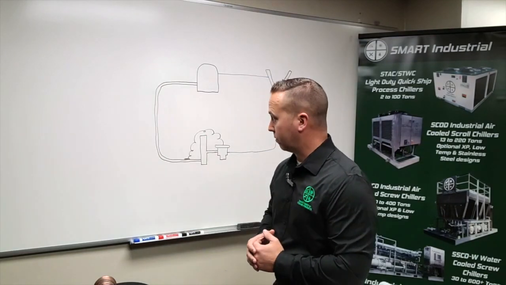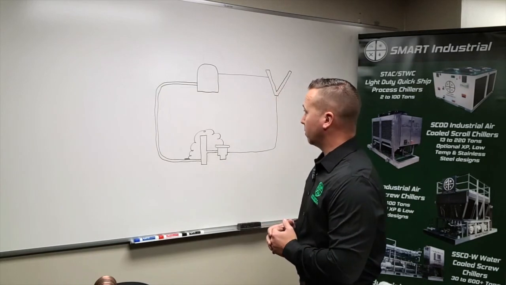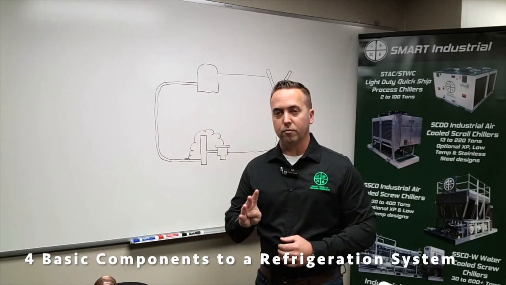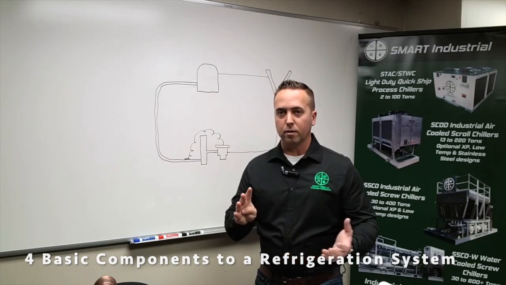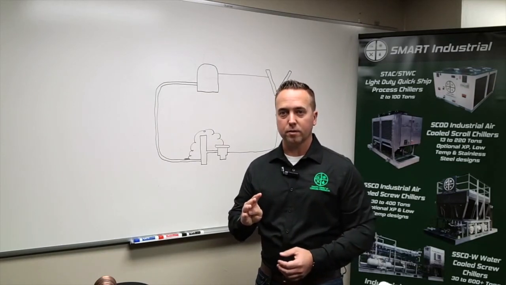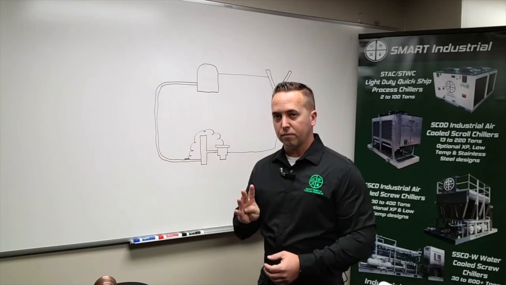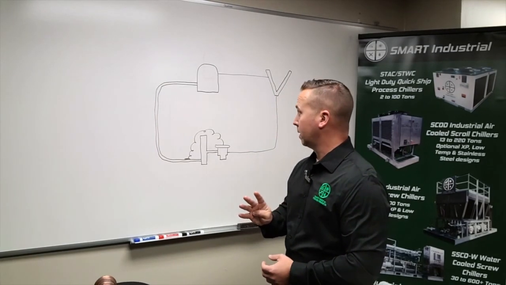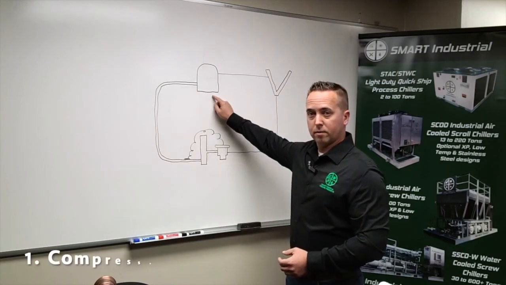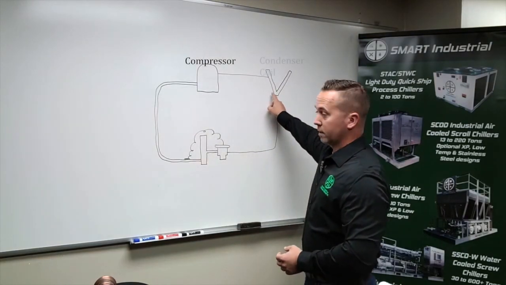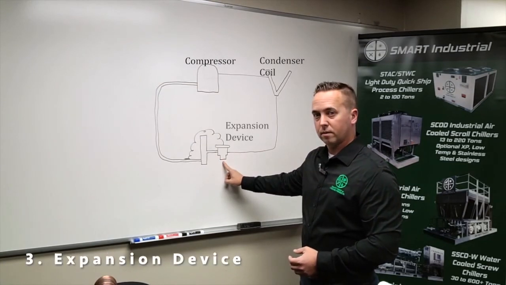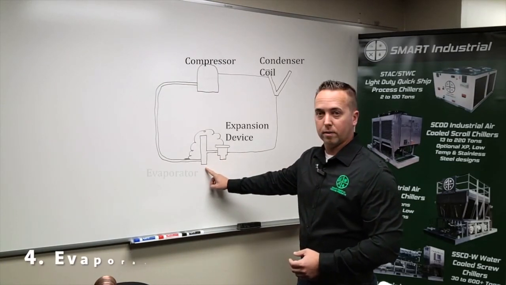So take a look here, if you will, at my crude diagram here on the board. There are four basic components to any refrigeration system. And of course, there are many more parts that we can list in future videos. But these four main components exist in any refrigeration system. We have a compressor, a condenser coil, an expansion device, and an evaporator.